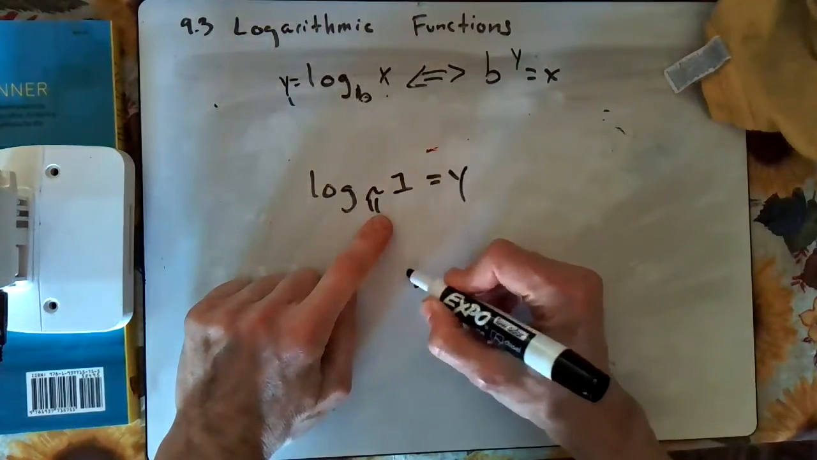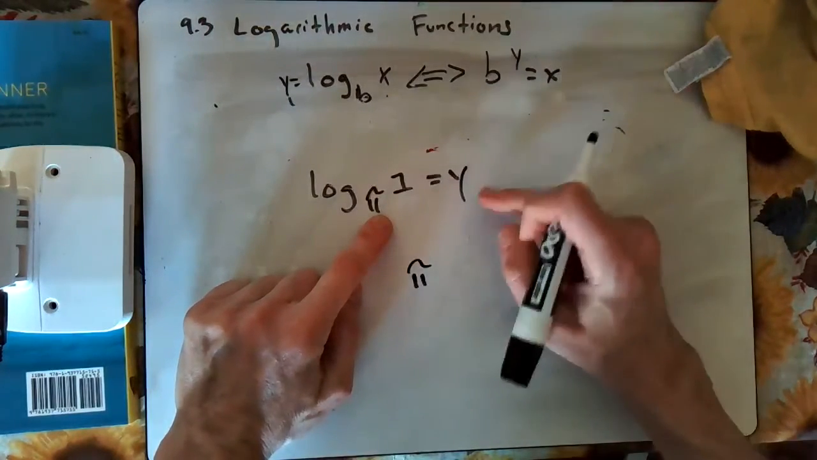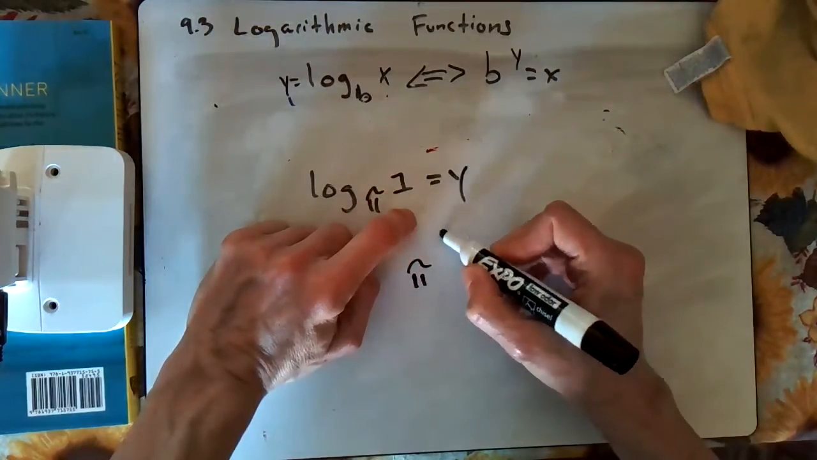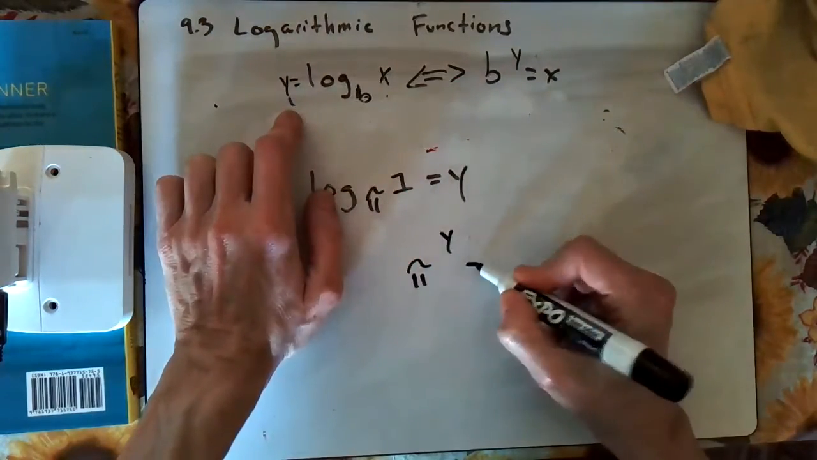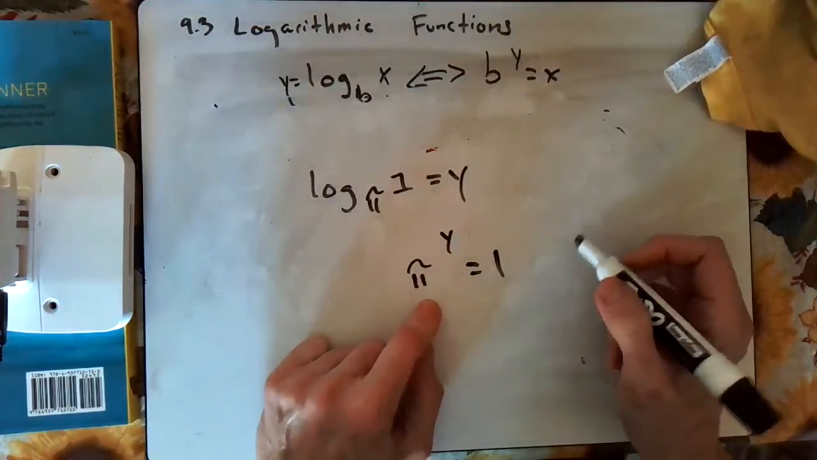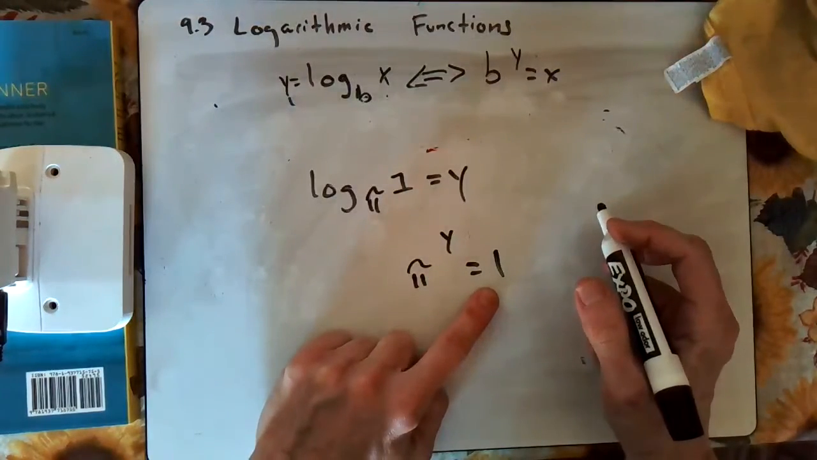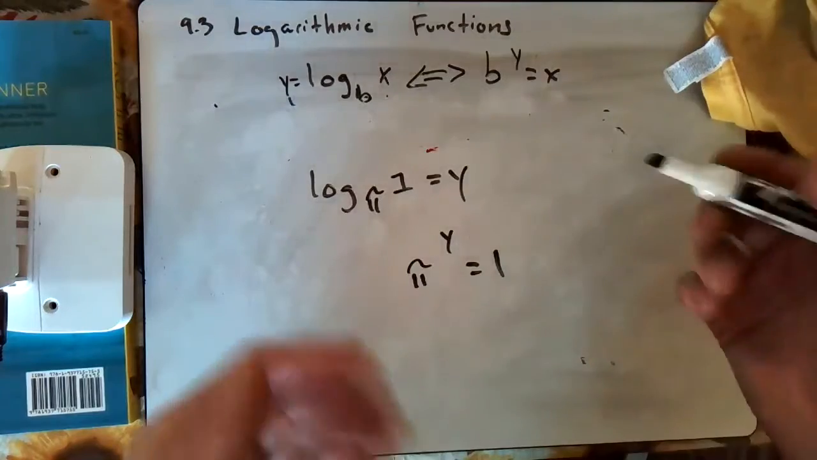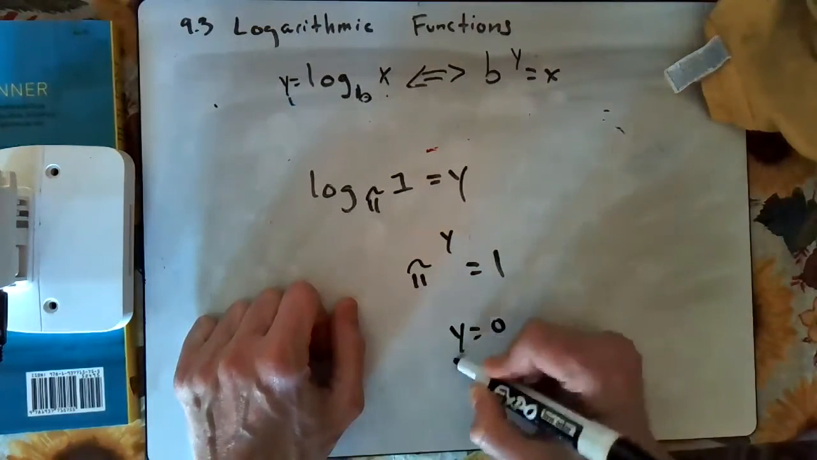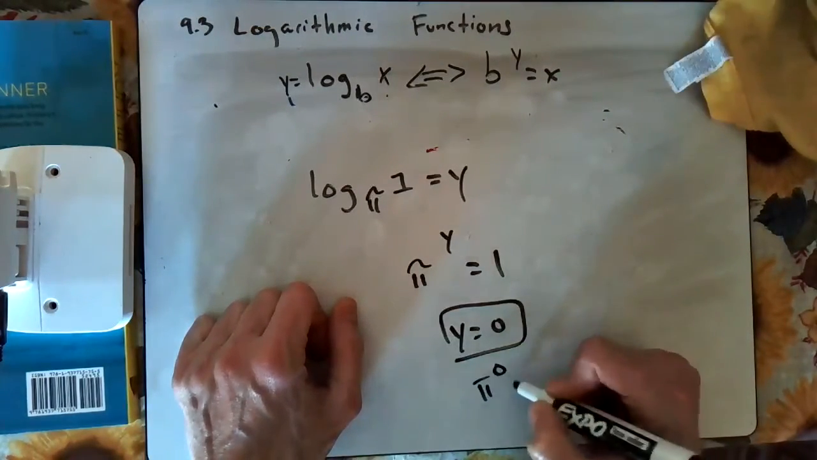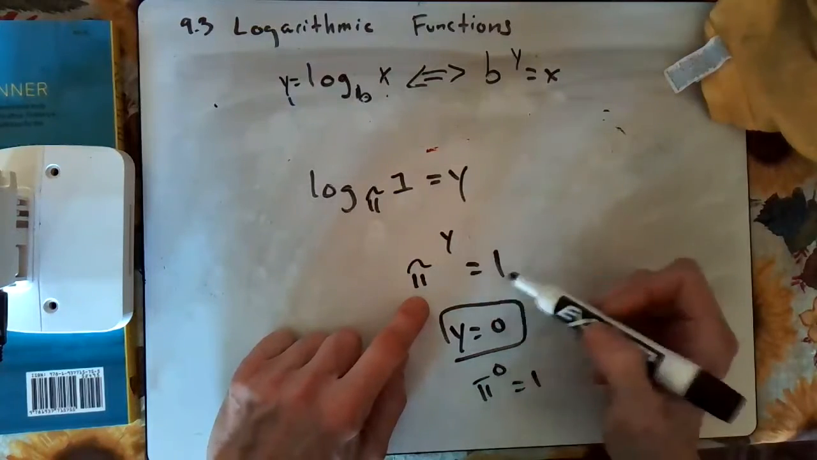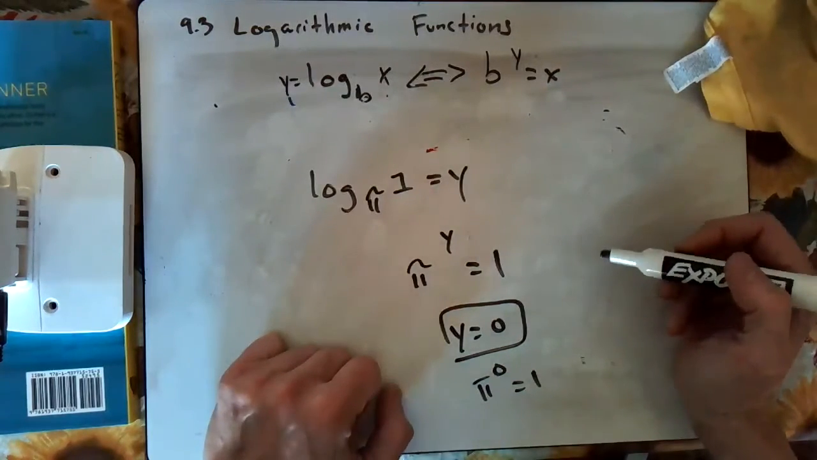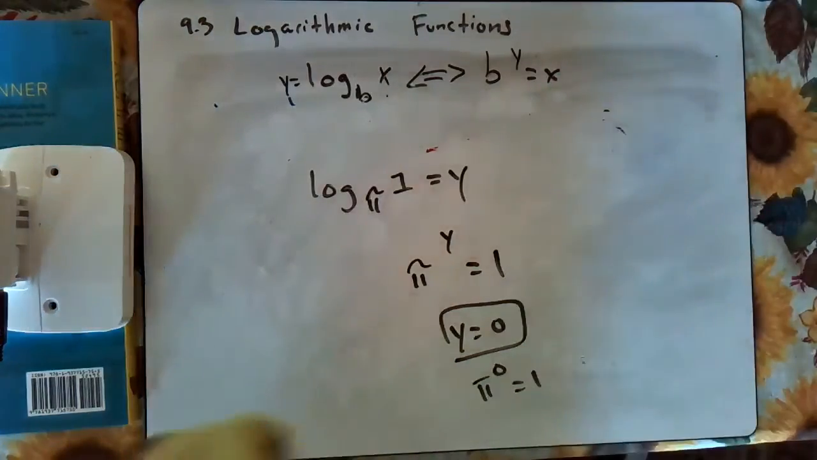This becomes pi to the y equals 1, because we don't know what y is. So pi raised to some power gives us 1. What can do that? Remember, it's 0, because anything raised to the 0th power that exists becomes 1. Pi to the 0 is 1. So this one looks crazy complicated, but this is one of the easier ones. This is also a little special property that will pop up, but again, I'll write that at the end.